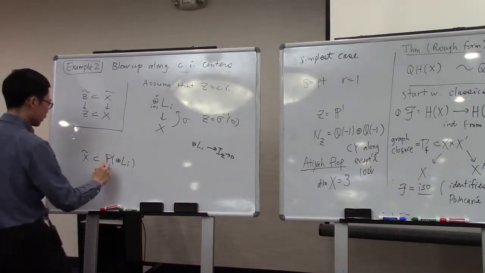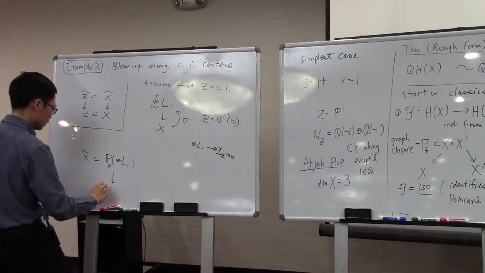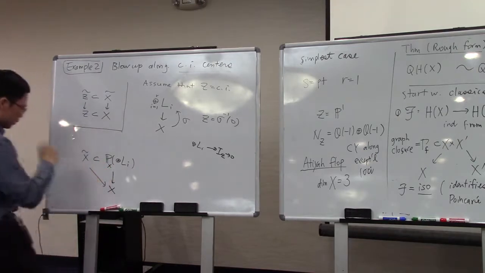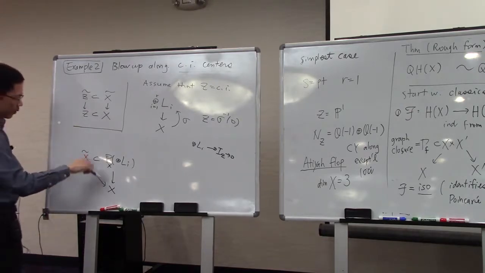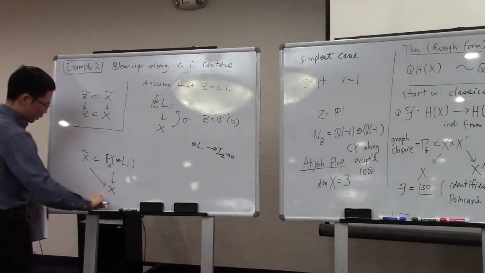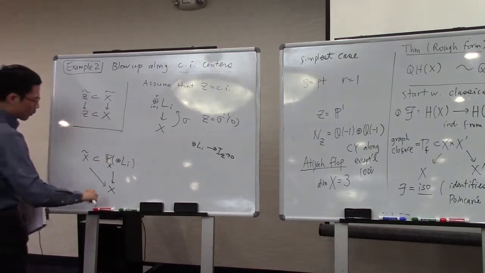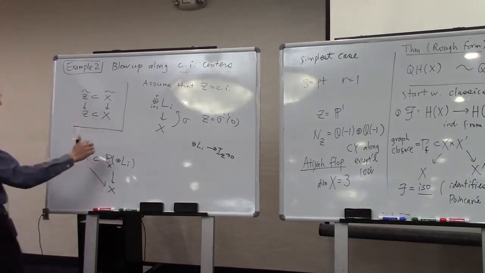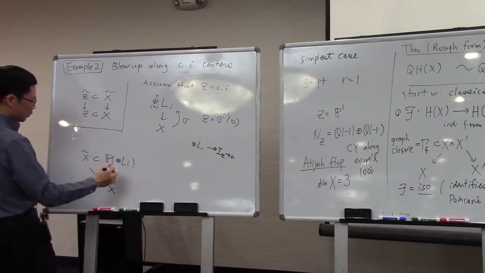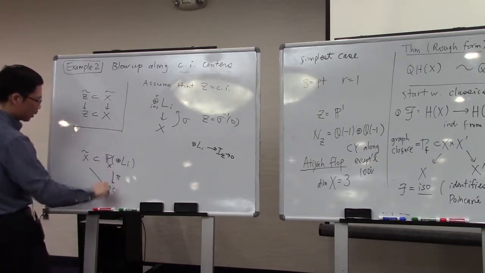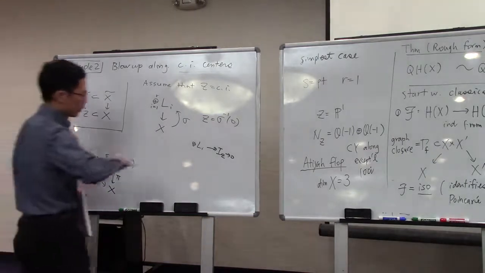And this is over X. And this usually is not a complete intersection either. But what we know about this embedding is that there is a universal... So let's give this a name.